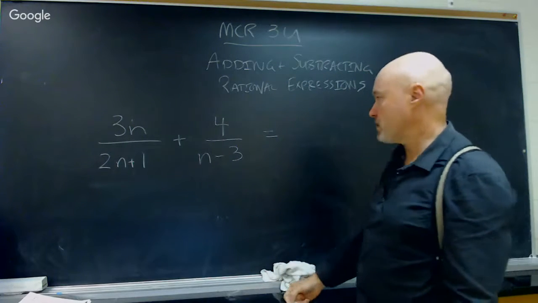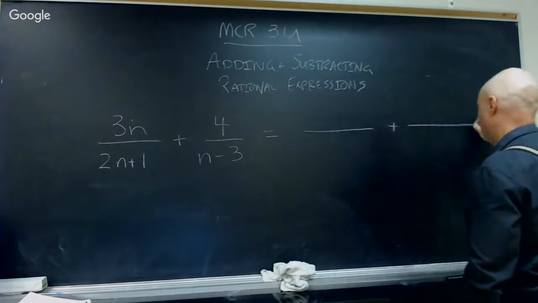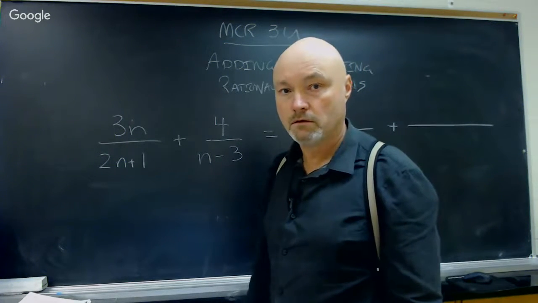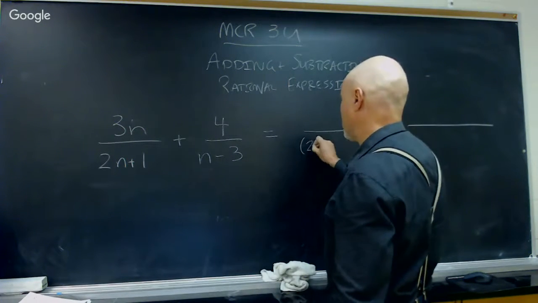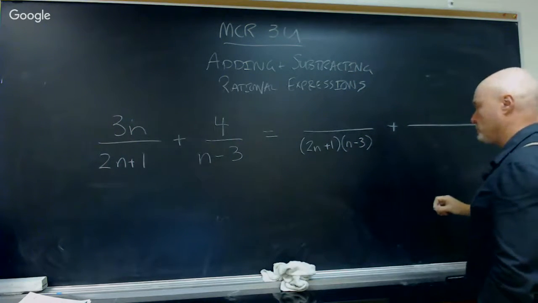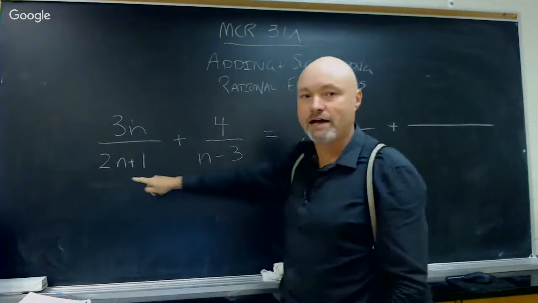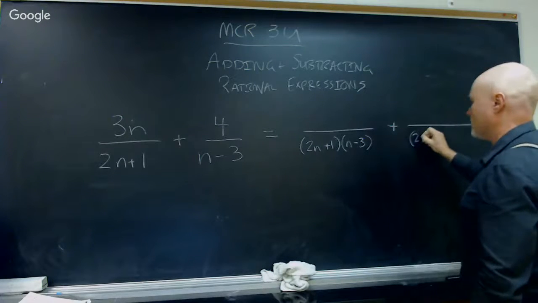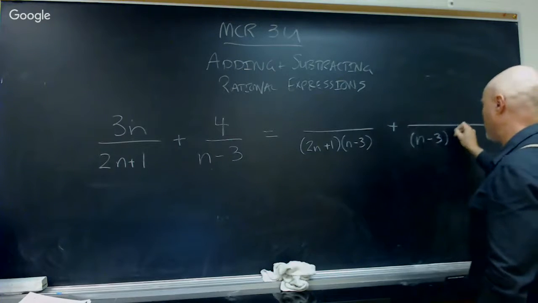Justin, what is my common denominator for these two expressions? Remember what I just told you. If you said 2n plus 1 times n minus 3 is the common denominator, you would be right. There are no common factors between these two, so you are stuck. So n minus 3 and 2n plus 1.